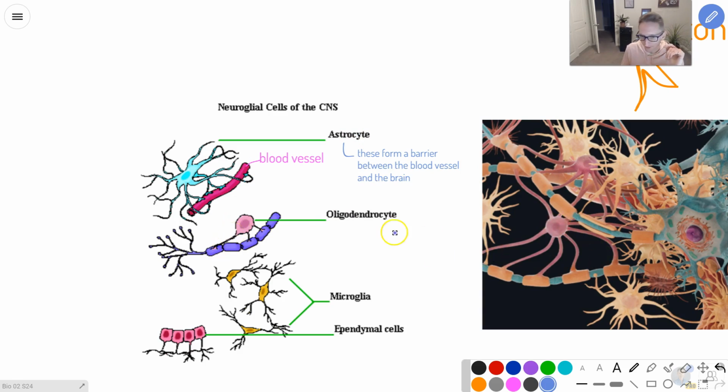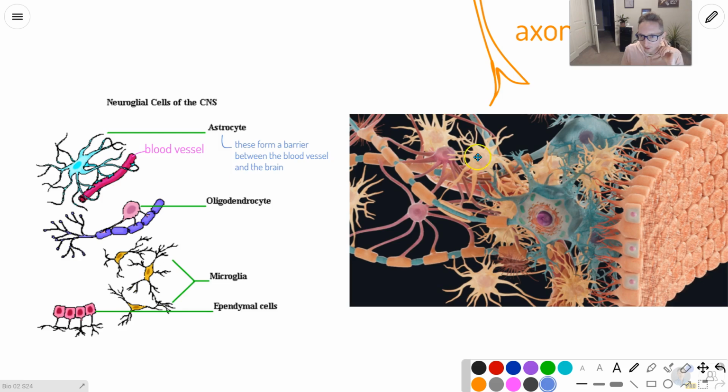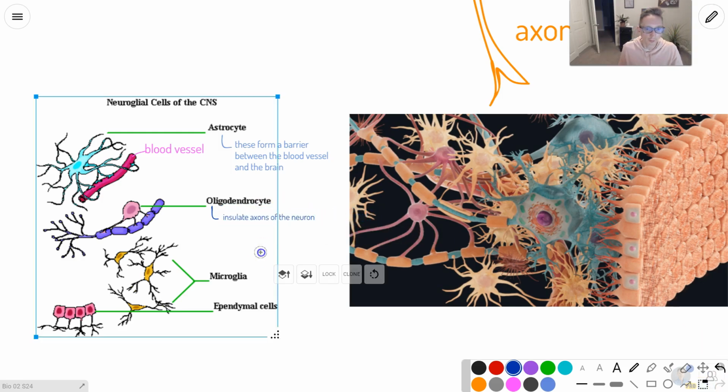Oligodendrocyte. That's this guy right here. So here we have our astrocytes, right here. You can see those. Oligodendrocytes. Boom. You see these guys. This is our neuron connecting to our axons. And they wrap around and they insulate the neurons. They insulate axons of the neuron. Pretty cool. I'm sure they insulate dendrites as well, but axon's fine.